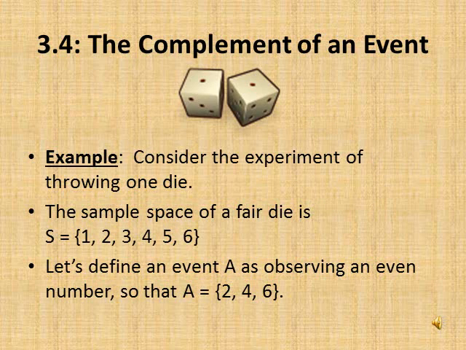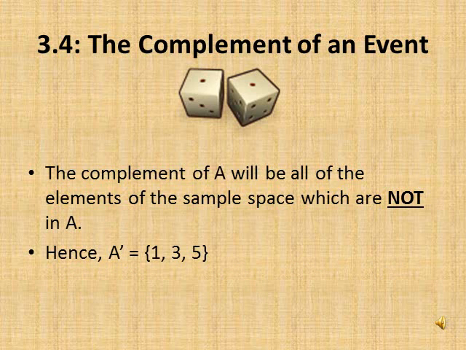For example, consider the experiment of throwing one die. The sample space of a fair die is S equals {1, 2, 3, 4, 5, 6}. Let's define an event A as observing an even number, so that A equals {2, 4, 6}. The complement of A will be all of the elements of the sample space which are not in A. Hence, A prime is equal to {1, 3, 5}.